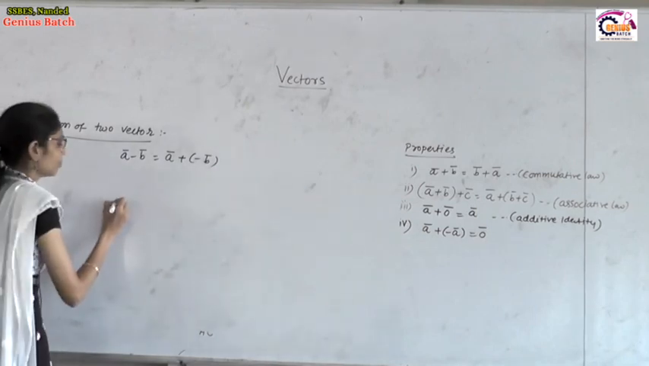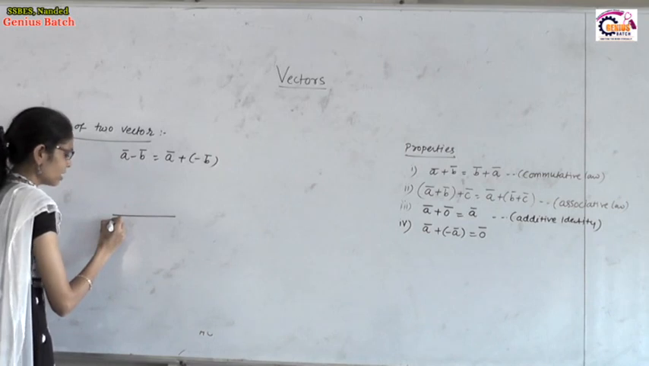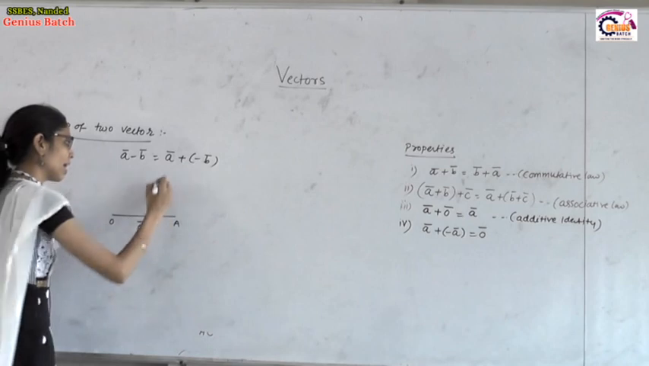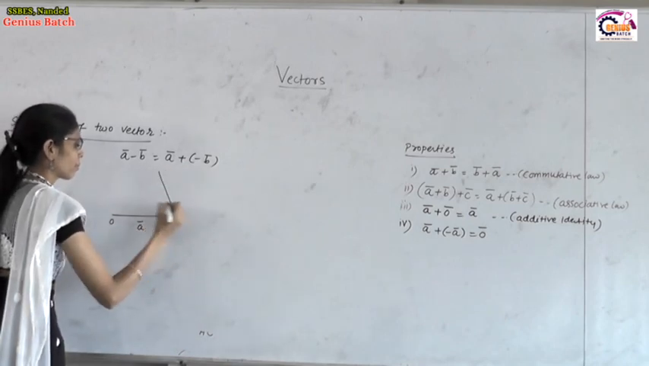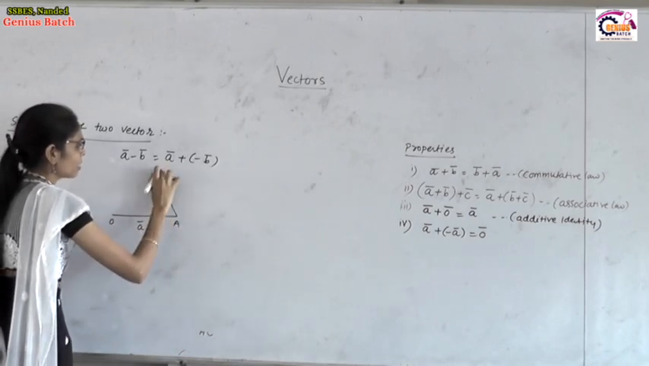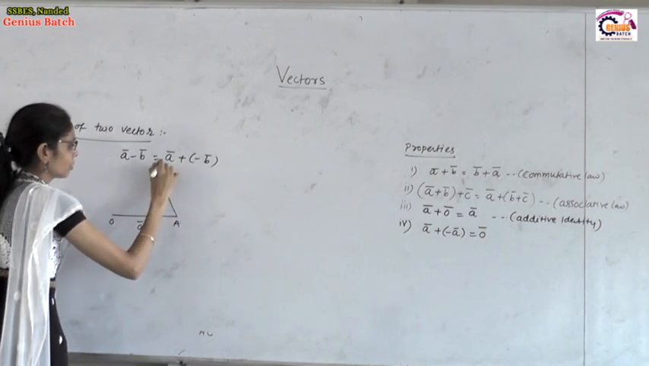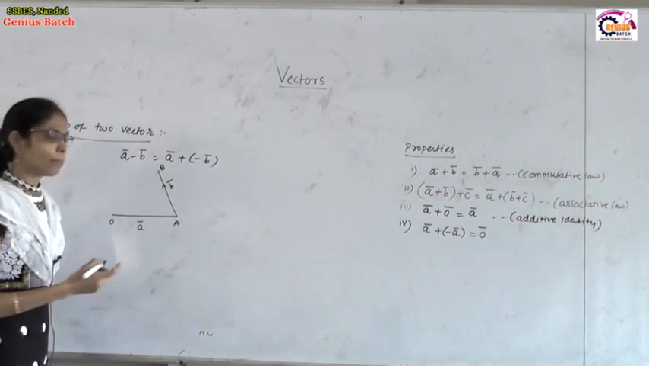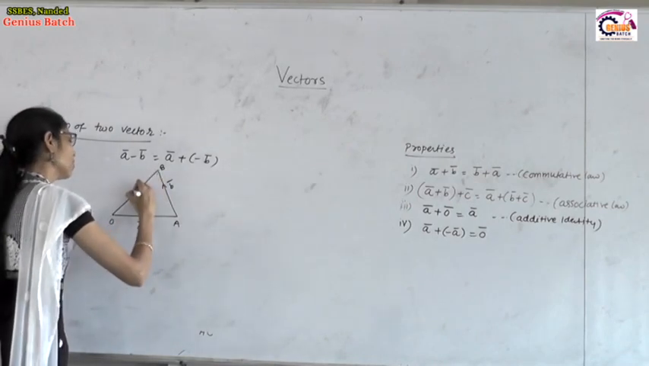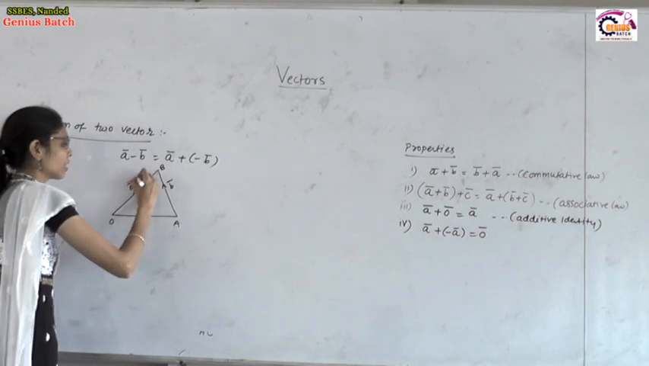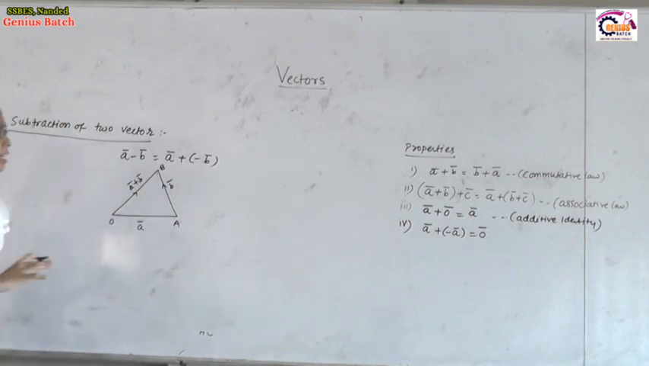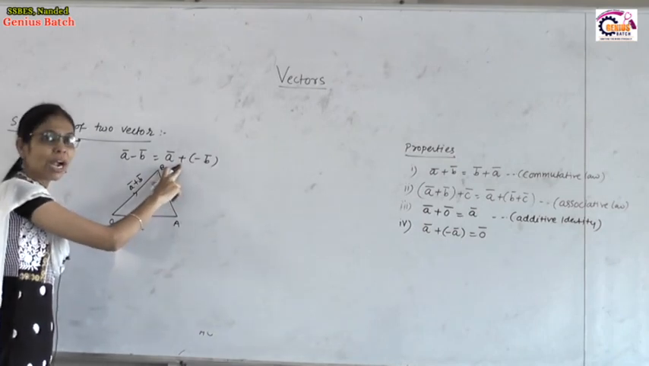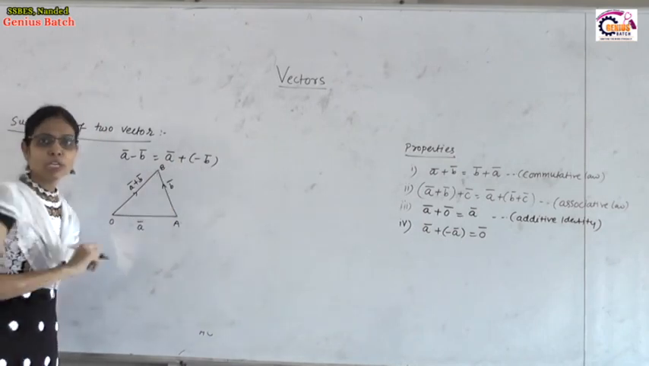Okay, see, this is suppose OA, vector A, and this is vector B, suppose. Vector A, vector B. Now you know that by parallelogram law, resultant will be this vector A plus vector B. But now I need vector A minus vector B. So what I have to do? I have to add negative of vector B to vector A.